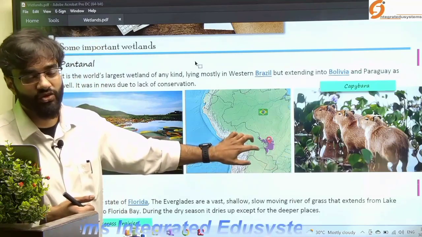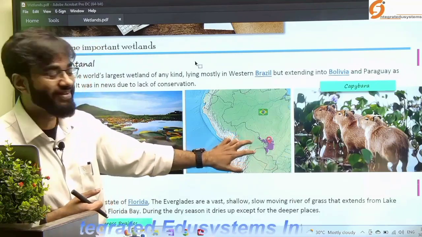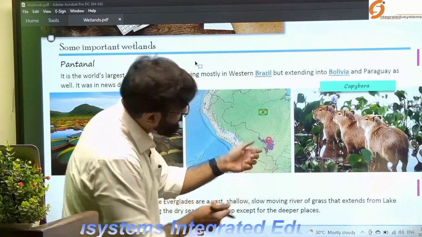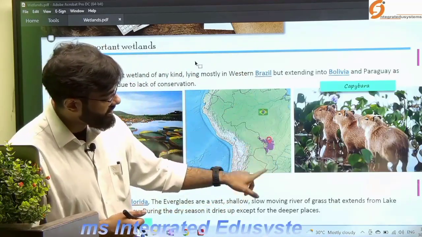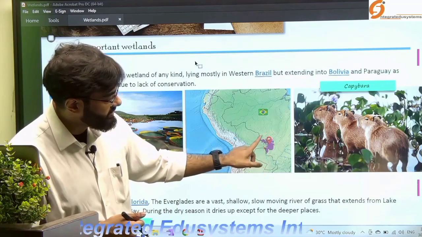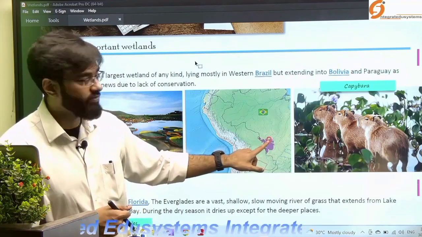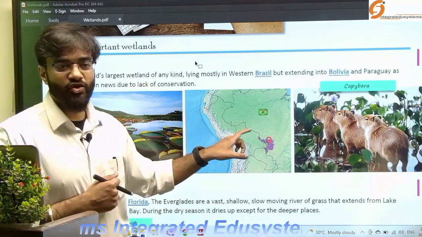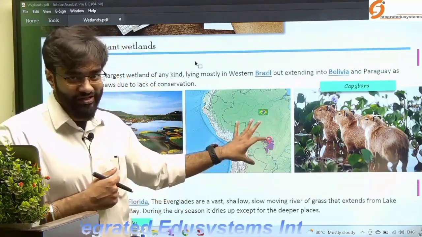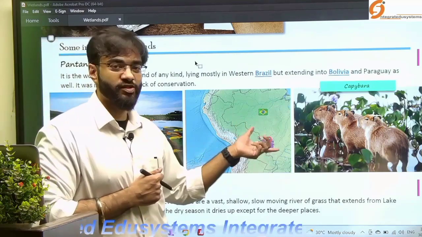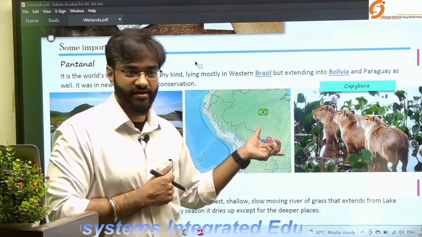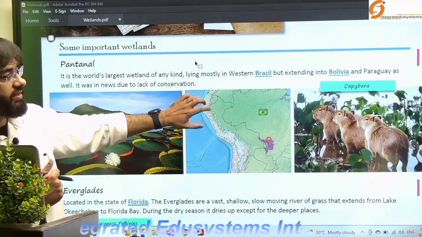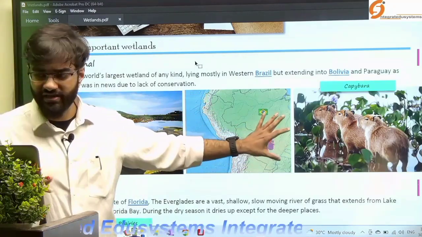These two countries are the only landlocked countries in South America. You can see the southwest part of Brazil bordering Bolivia and Paraguay. This region is the Pantanal Wetland, one of the very important wetlands. And why was this in the news? Obviously not because it is being conserved, but because it is being destroyed. The habitat is under major destruction. Such questions can easily be asked.